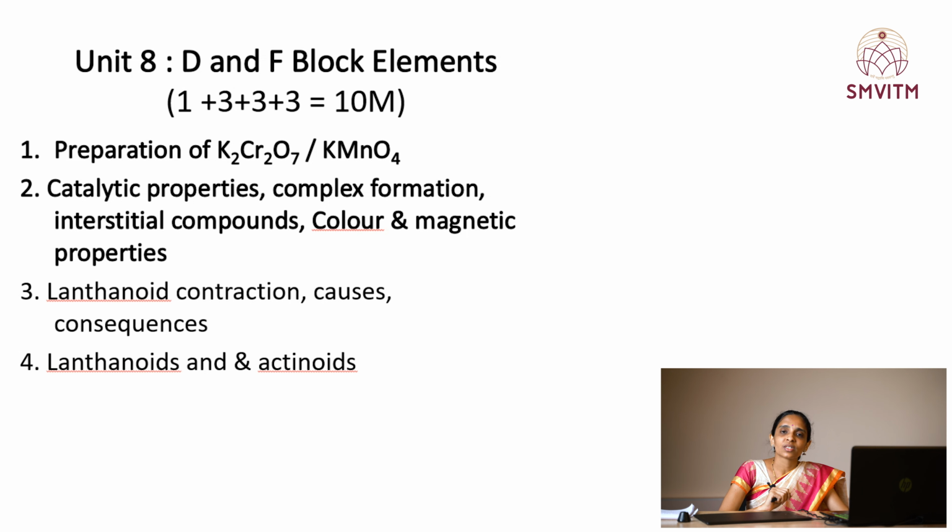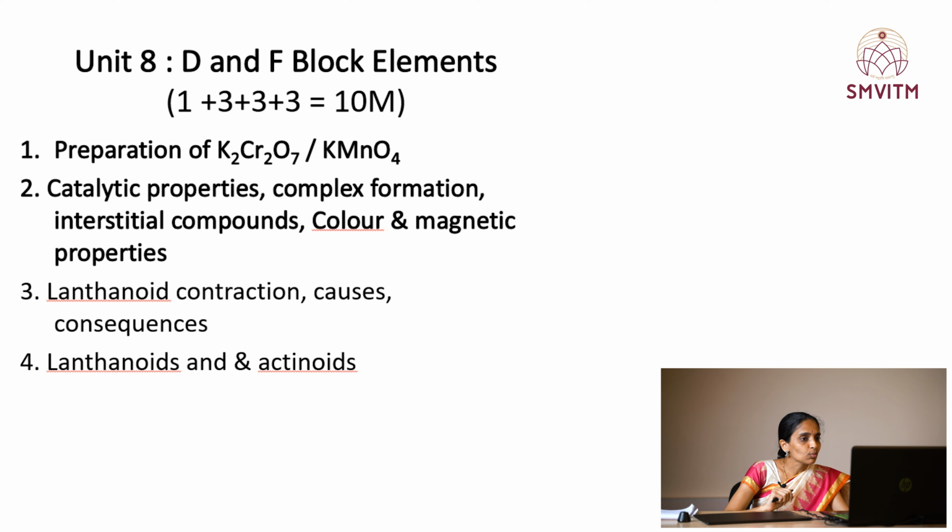Why are D block elements good catalysts? Because they have variable oxidation states, is it not? One of the reasons. And they form complexes, correct? That is the other reason. Why do they have complex formation ability? Because of their small size, high charge, and also the availability of sufficient d orbitals for bonding. Similarly, interstitial compound formation. These are some important topics, important properties.